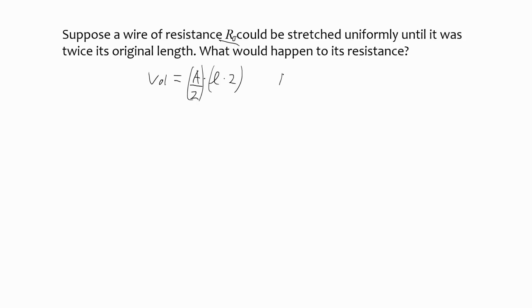And then if we look at what happens to our resistance, well, that's resistivity times L over A. If I say this is my initial, then my final is going to be that same resistivity times twice the length times A over 2, which ends up multiplying up top, so you end up with a factor of 4 times your original resistance.